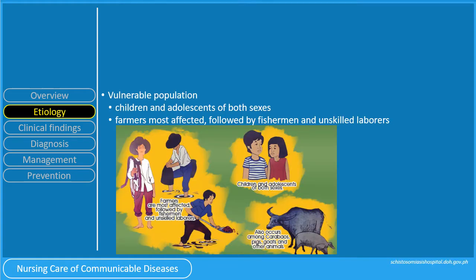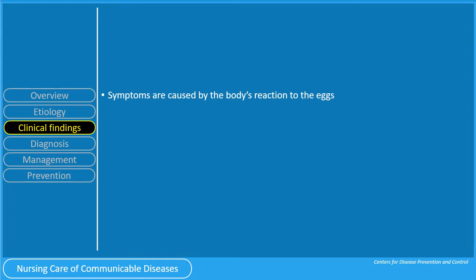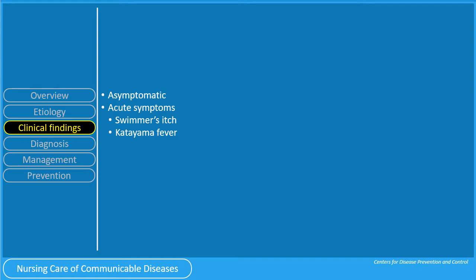Vulnerable population include children and adolescents of both sexes, but farmers are more affected, followed by fishermen and unskilled laborers. There is low incidence among professionals. Symptoms of schistosomiasis are not caused by the worms themselves, but by the body's reaction to the eggs. Many infections are asymptomatic. Acutely, it may present as swimmer's itch or Katayama fever.